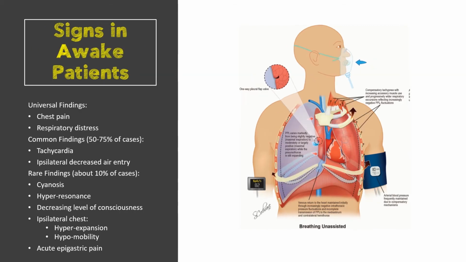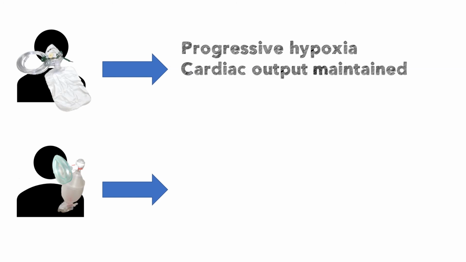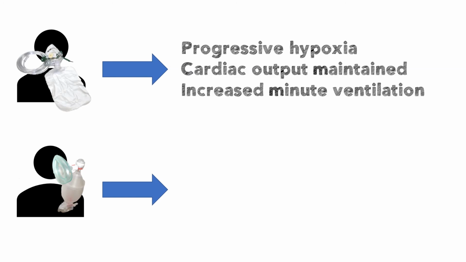Now, in patients that are awake and spontaneously breathing, the universal findings change. These patients generally present with chest pain and respiratory distress, and another common finding is tachycardia. But you'll note that hypotension is not a universal or even a common finding in the awake patient with tension pneumothorax for reasons that we have previously mentioned. So just to summarize really quickly, patients that are breathing spontaneously generally present with progressive hypoxia, and their cardiac output is maintained by an increase in their minute ventilation.